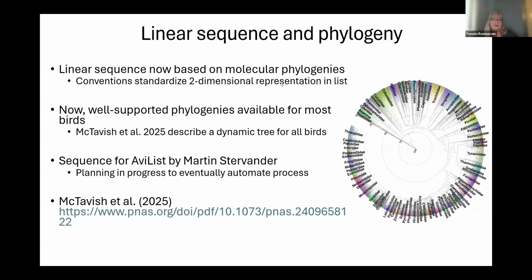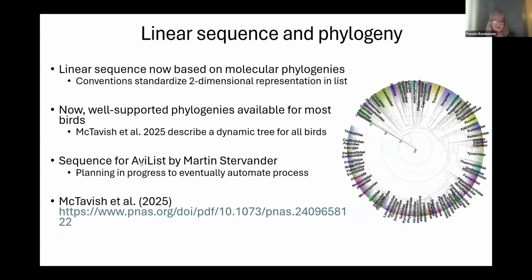Okay, and then to finish my part and hand it over to Marshall, a little bit about linear sequence. So we do have linear sequence that was formerly based on morphology, now based on molecular phylogenies, and it's a standardized representation of the phylogeny in 2 dimensions. So we have to use certain conventions where we have ties, etc. And we also have a complete dynamic tree of all birds that just came out a few weeks ago.